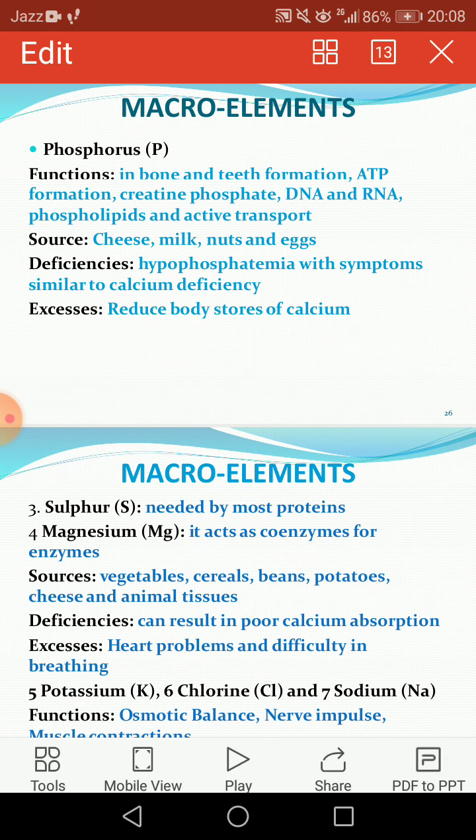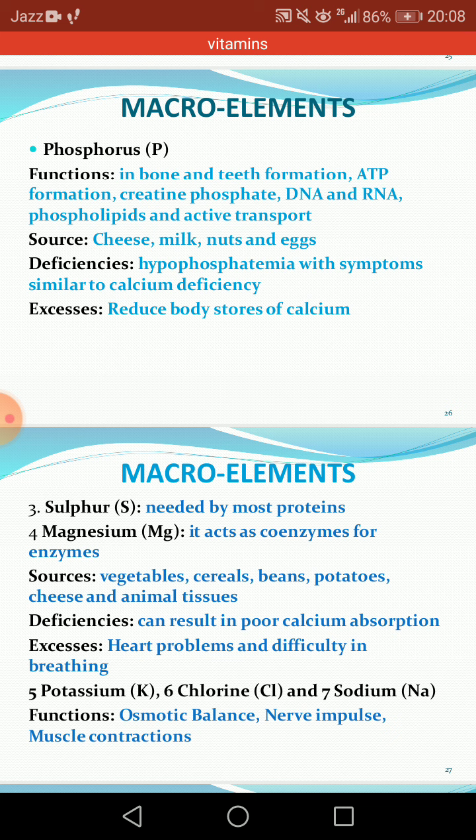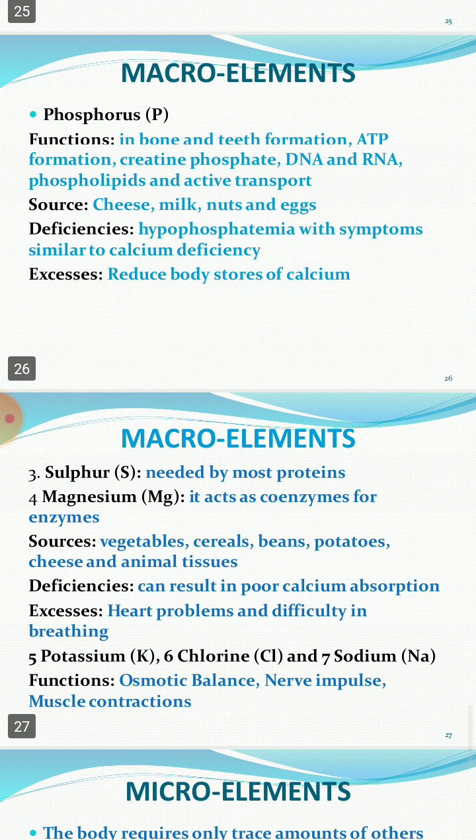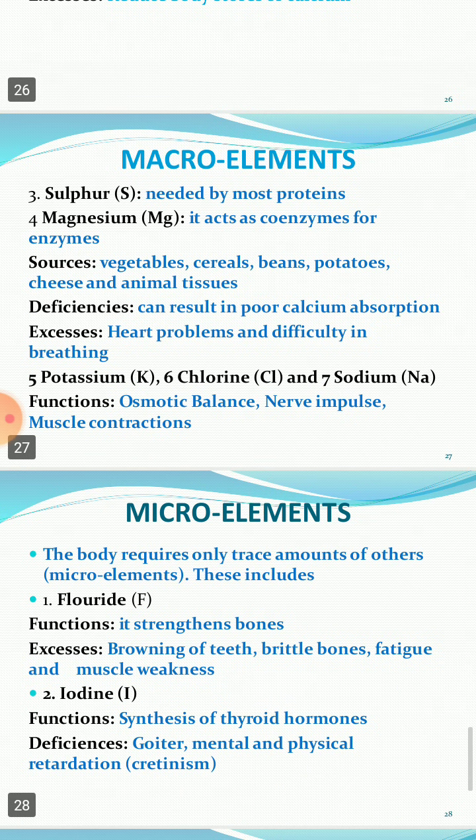Macroelements: phosphorus functions in bone and teeth formation, ATP formation, creatine phosphate, DNA and RNA, phospholipids, and active transport. Sources are cheese, milk, nuts, and eggs. Deficiencies cause hypophosphatemia with symptoms similar to calcium deficiency, and excesses cause reduced body stores of calcium.